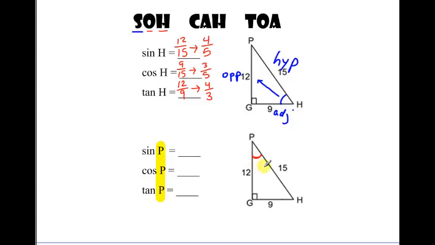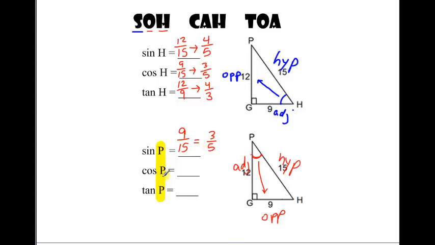So with P as the angle of perspective, that means that my opposite leg is now 9 and my adjacent leg is that 12 that's connected to angle P, with the hypotenuse still being 15. That's not going to change. So now the sine of angle P would be 9 over 15 because I'm taking my opposite side over my hypotenuse. That reduces down to 3/5, just like it did up there.